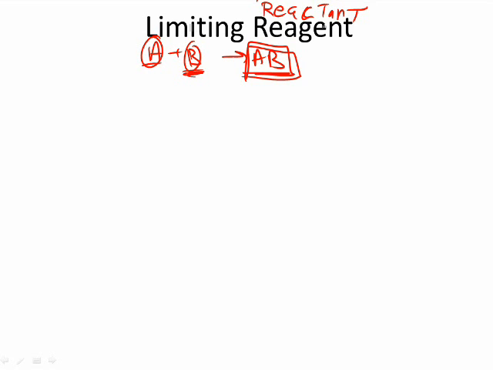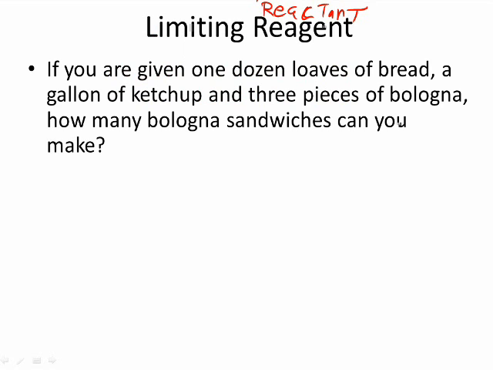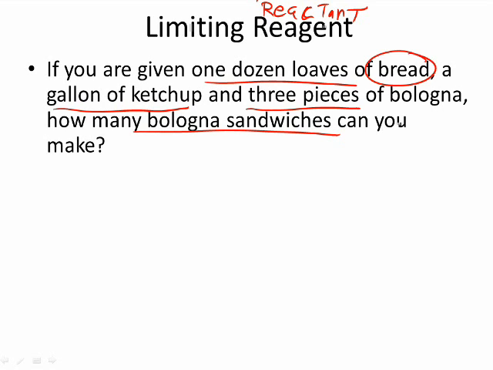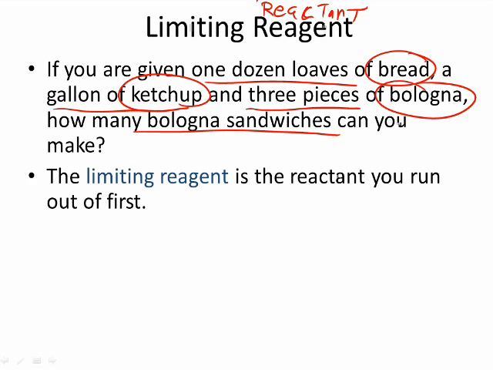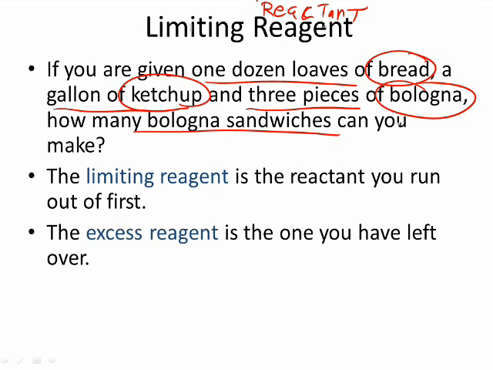Now, here is an example of limiting reagent, or limiting reactant, in your daily life. If you're given 12 loaves of bread, a gallon of ketchup, and 3 pieces of bologna, how many bologna sandwiches can you make? Well, one of these ingredients, either the bread, the ketchup, or the bologna, is going to limit you in how many sandwiches you can make. The limiting reagent is the reactant you run out of first. The excess one is the one you have left over.